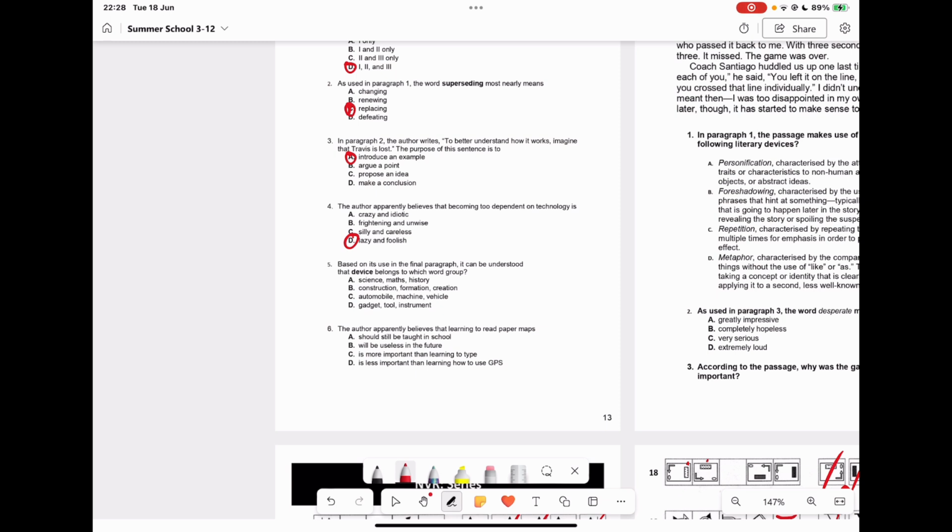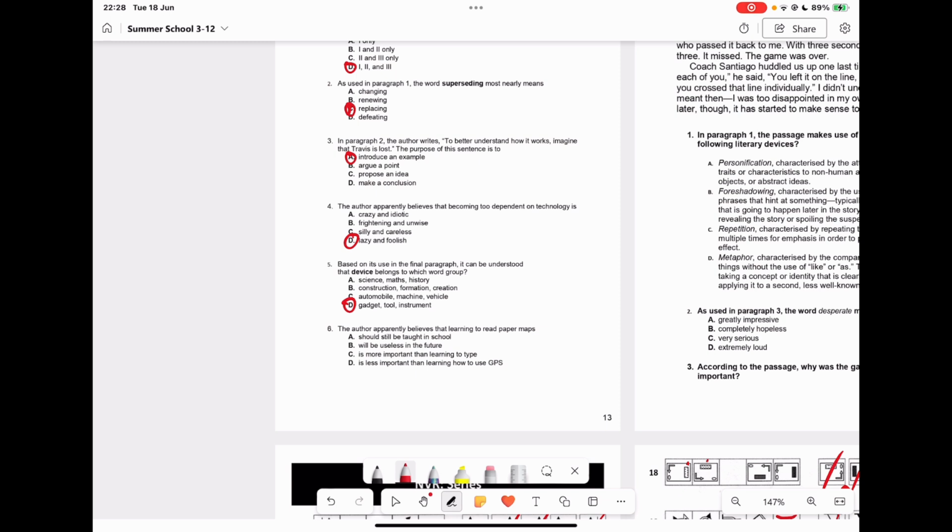So now we are going to be looking at, based on its use in the final paragraph, it can be understood that device belongs to which word group. So science, maths, history, not quite. Those are school subjects. Construction, formation, creation, these are all synonyms. Not quite. Automobile, machine, vehicle, kind of, but not really. Gadget, tool, instrument, it will be gadget, tool, instrument.